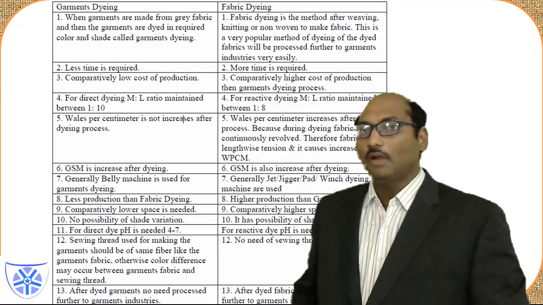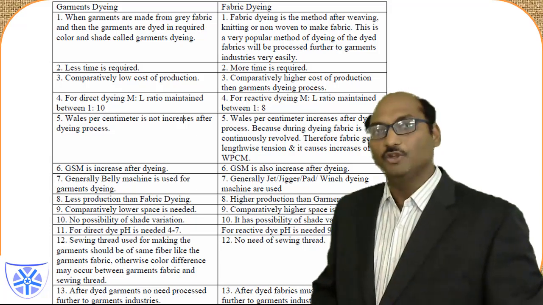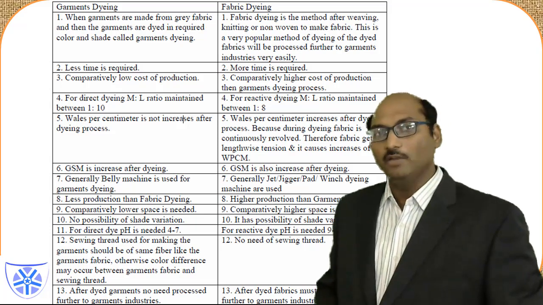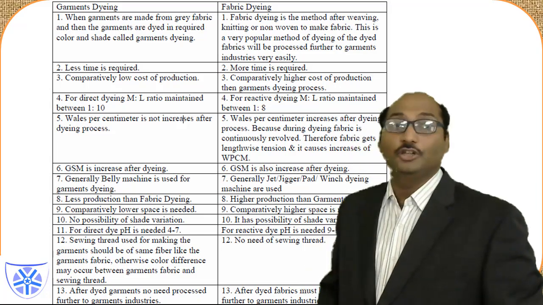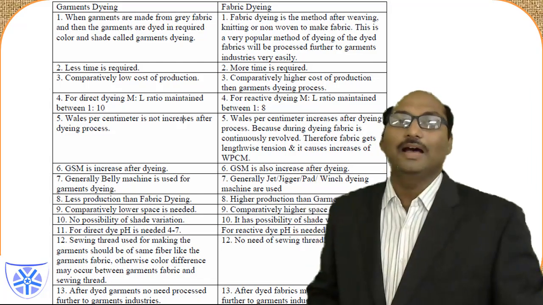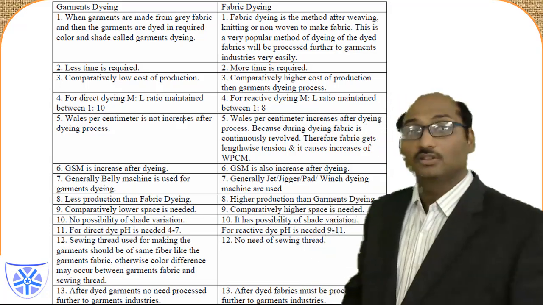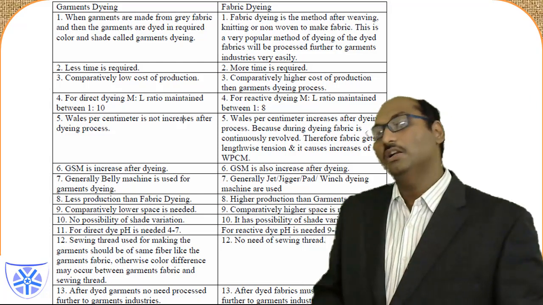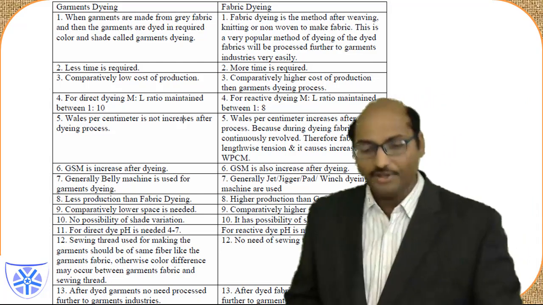So, in the earlier classes, we have been discussing the garment dyeing machinery and the various parameters to be considered, and the flow chart, and the paddle machine, drum dyeing machine, and tumble dyeing machine. Now, we just want to quickly review garment dyeing versus fabric dyeing. Garment dyeing is when the garments are made from the grey fabrics, and then the garments are dyed in the required color and shade. That is called garment dyeing.